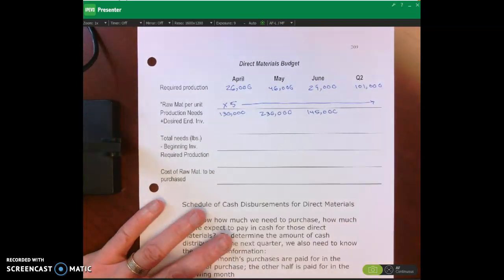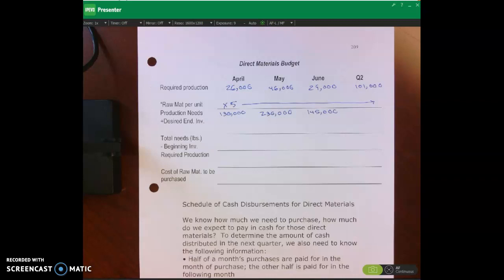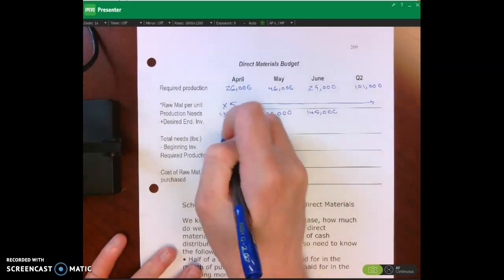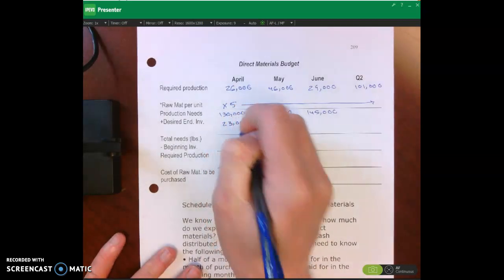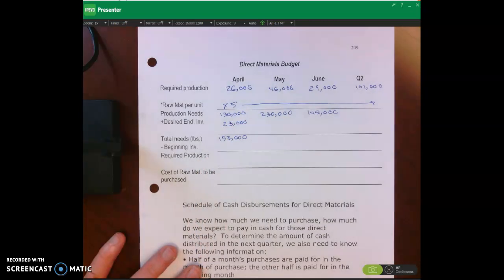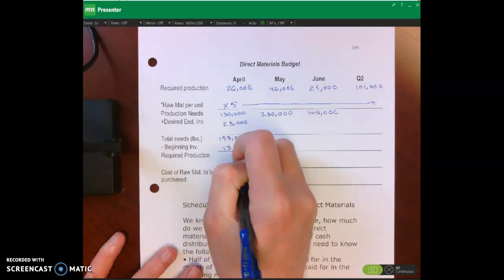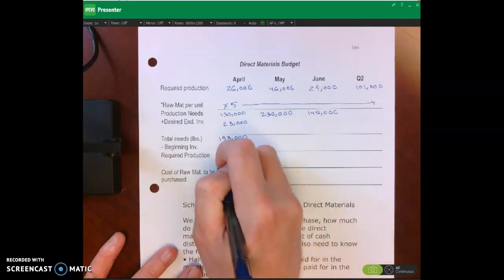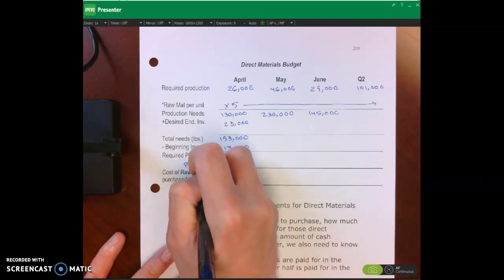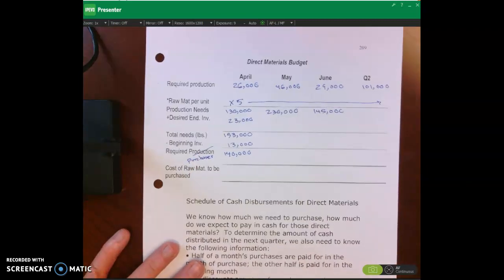My desired ending inventory, if we look at what it was saying on the prior page, is that we need to have 10% of the next month's production needs. So this is my production needs for May. 10% of that is 23,000. Add the two, 153. Now we were told on the prior page that the beginning inventory was 13,000 pounds. That means our required, and this is really purchases, that's how much we have to purchase. I'd cross that out and say purchases.